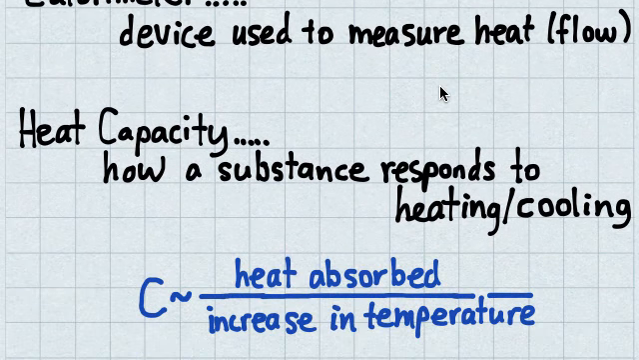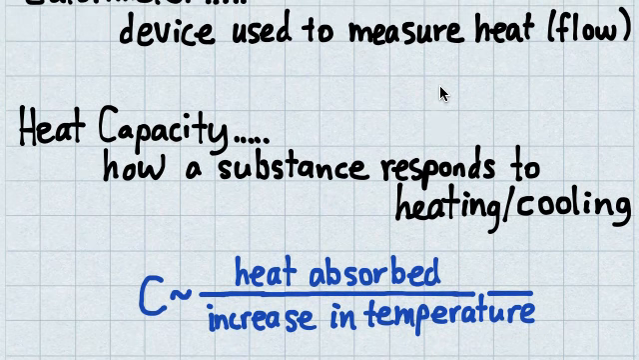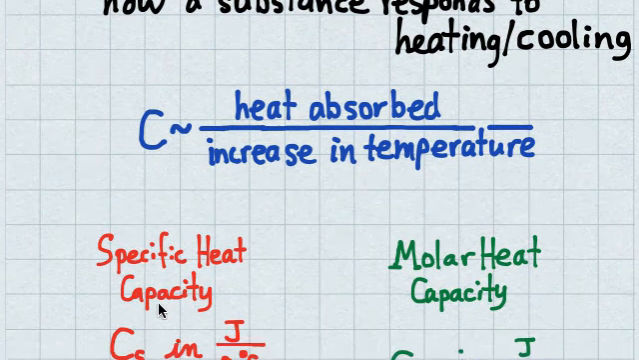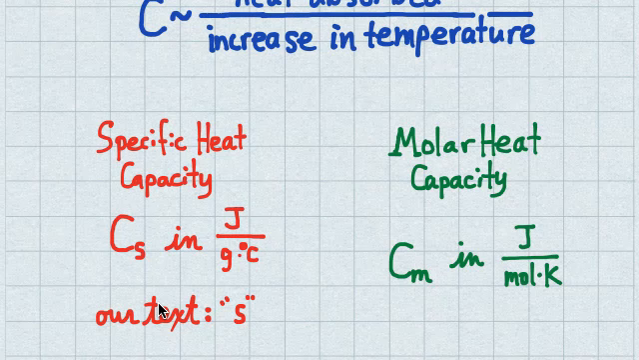The heat capacity is how a substance responds to heating and cooling. The smaller the increase in temperature per heat absorbed, the larger the heat capacity. So water is like the champion of specific heat. It responds to heating and cooling much slower than anything else. Sometimes you'll see this as lowercase s, as our textbook uses, but I'd rather use capital C as more common. The units are joules per gram degree Celsius, or if they put it in moles, joules per mole Kelvin.